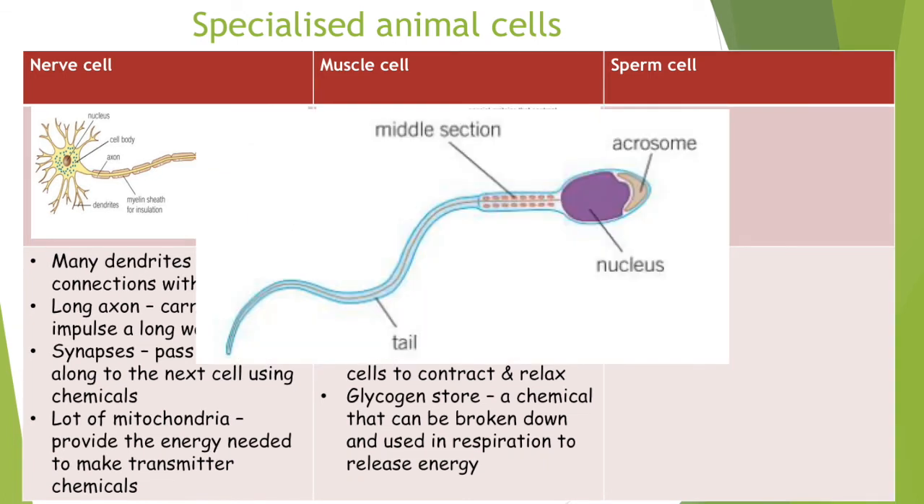The last specialised animal cell you need to know about is a sperm cell. The role of the sperm cell is to deliver the male's DNA to the egg. They have the following adaptations.